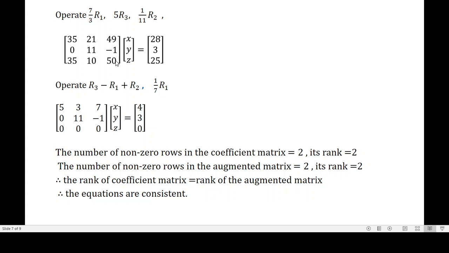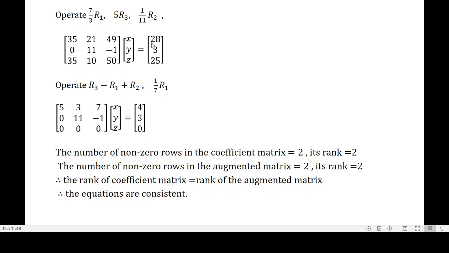1 minus 1 is equal to 0. So here it is, R3 is 10. 10 minus 21 is minus 11 plus 11 gives 0. Here 25 minus 28 is minus 3. Minus 3 plus 3 is equal to 0. See, observe, third row elements are all equal to 0. So first row elements are 35, 21, 49 and 28. Second row elements are 0, 11, minus 1 and 3.